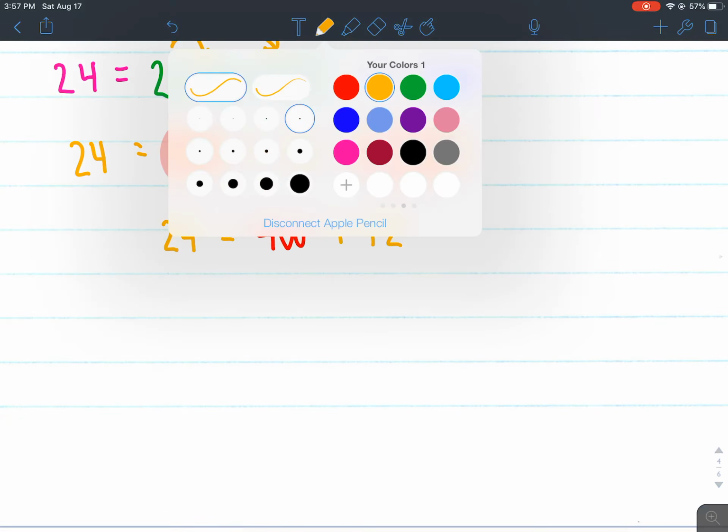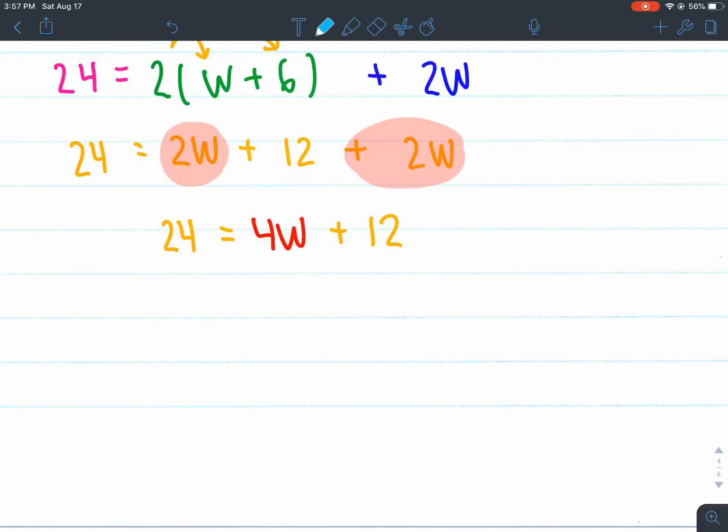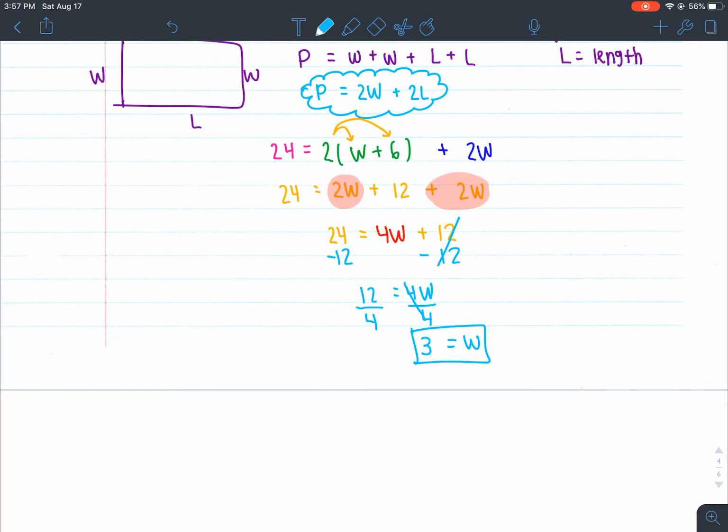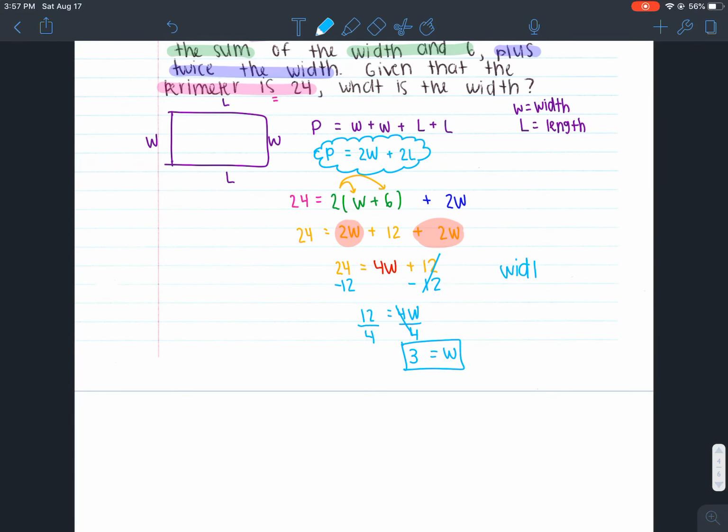I just combined those W's, and then I'm going to get the W alone by subtracting 12 first. So I have 12 equals 4W, and divide both sides by 4. And we have W equals 3. What does that mean? That means the width is 3.